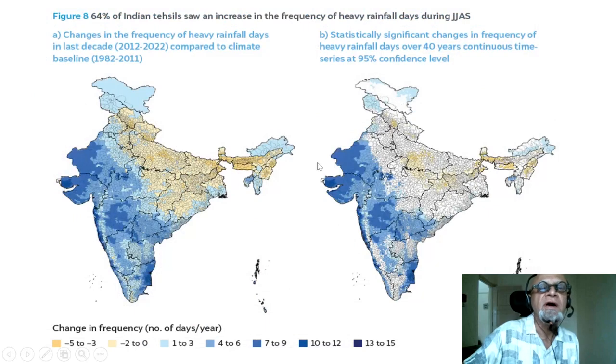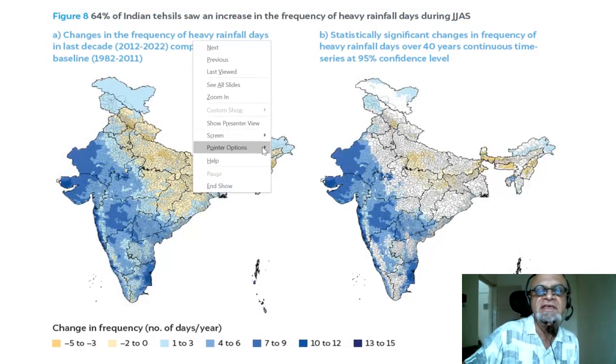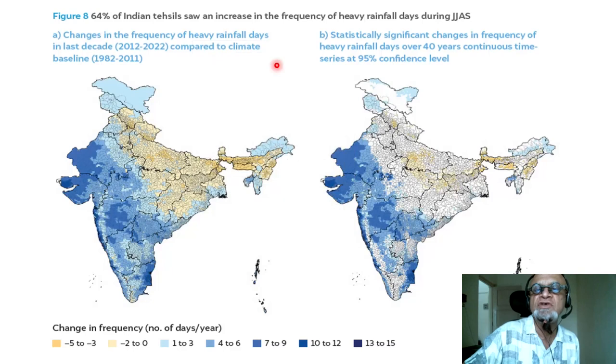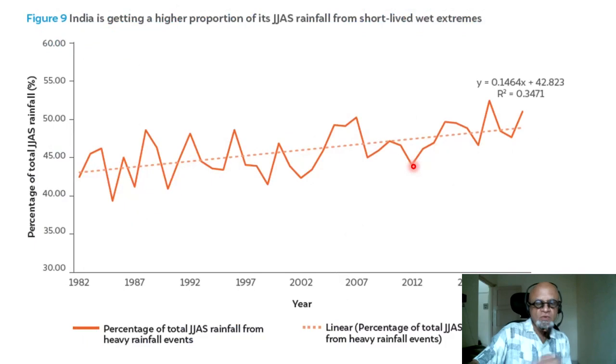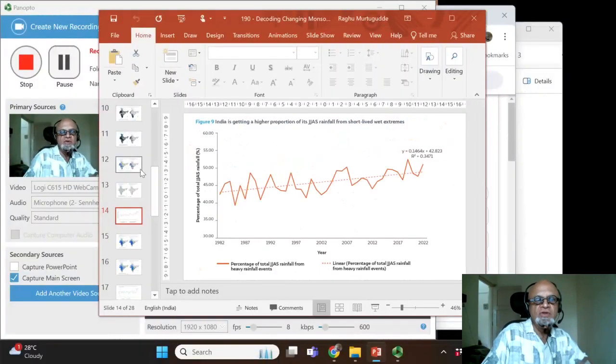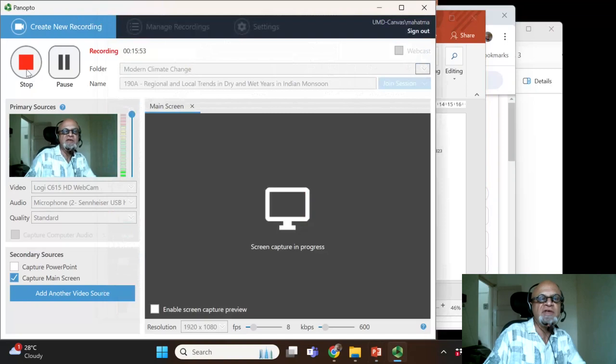So here, 64% of Indian tehsils saw an increase in the frequency of heavy rainfall days during JJAS. That's fine. This is showing changes in the frequency of heavy rainfall days in the last decade, and this is the 40-year trend. Okay, so statistically significant changes in the frequency of heavy rainfall days. This is changes in the frequency of, yeah, I cut off the title. This should be OND. Okay, so just go back and make sure. Okay, so we'll come back and continue the discussion, and I'll also look that up to make sure that I clarify it in the next podcast. Okay.